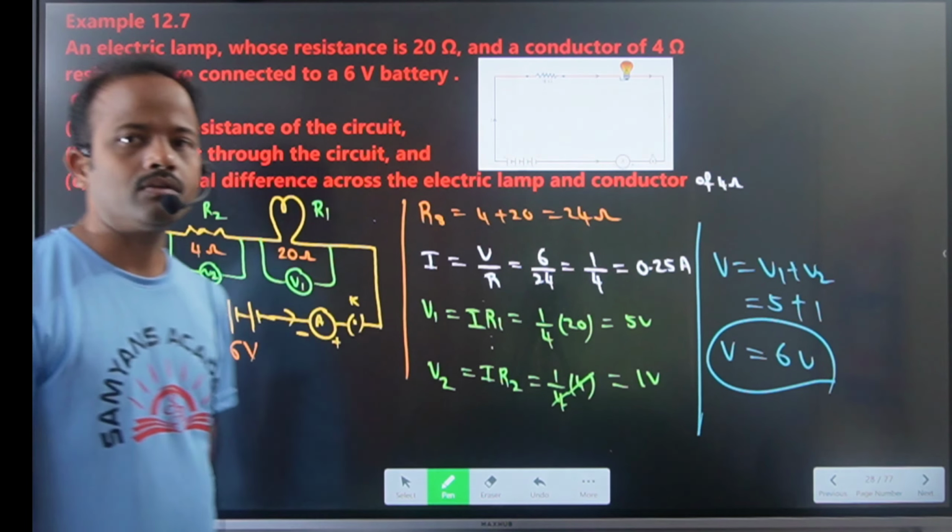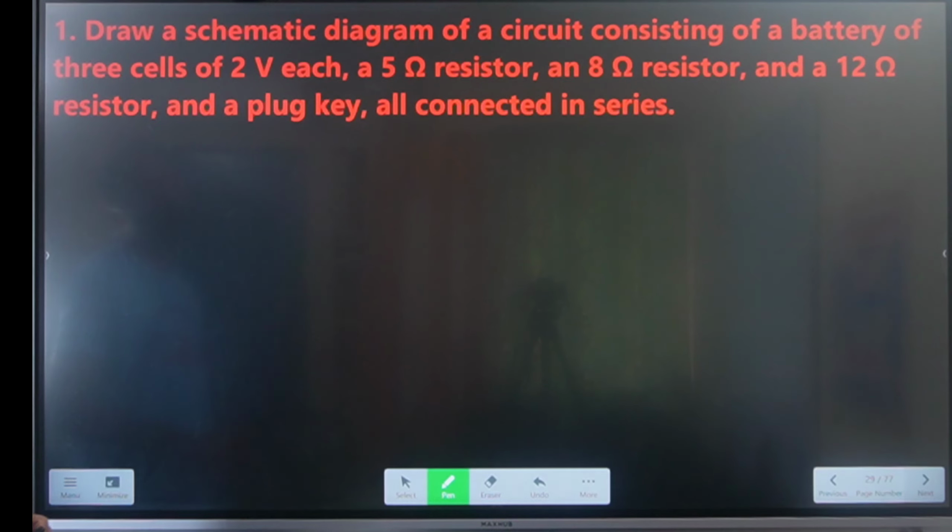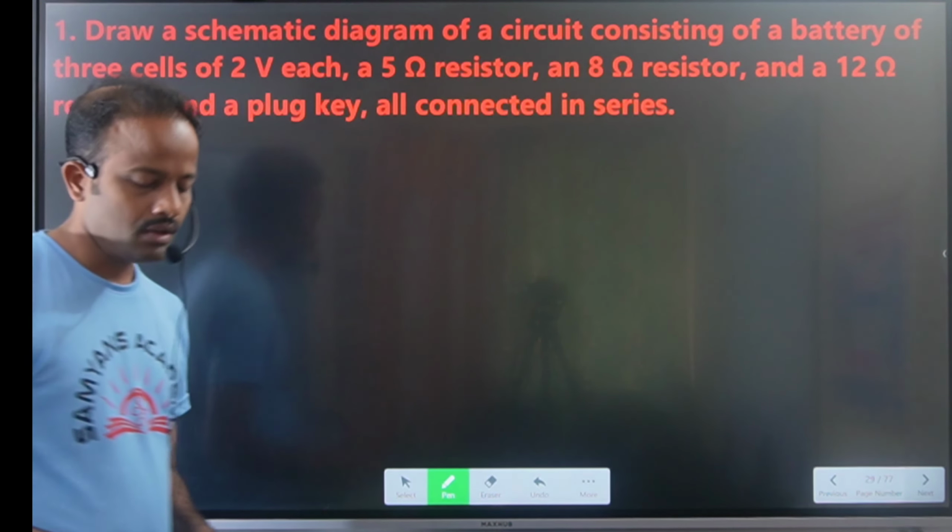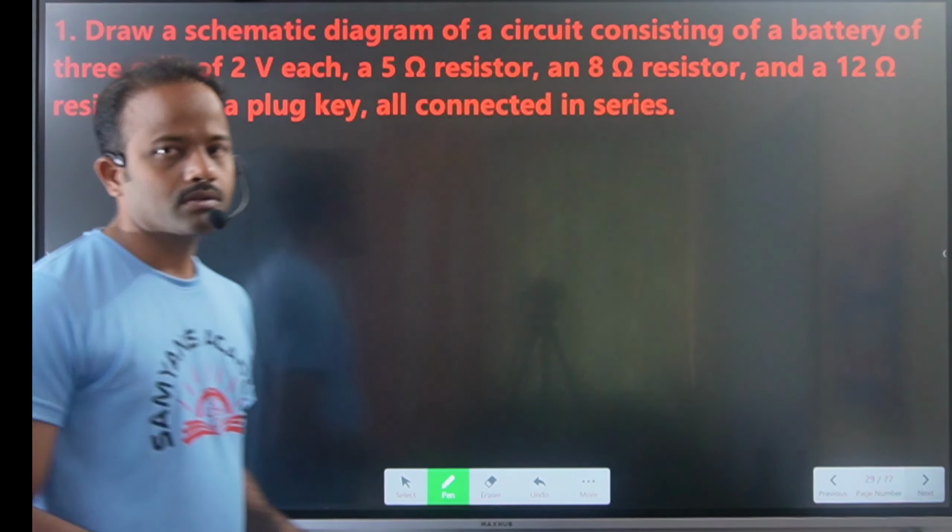Okay, here we have, draw a schematic diagram of a circuit consisting of a battery of 3 cells of 2 volts each, a 5 ohm resistor, an 8 ohm resistor, a 12 ohm resistor and a plug key, all connected in series. Okay, so they have asked us to draw the circuit.